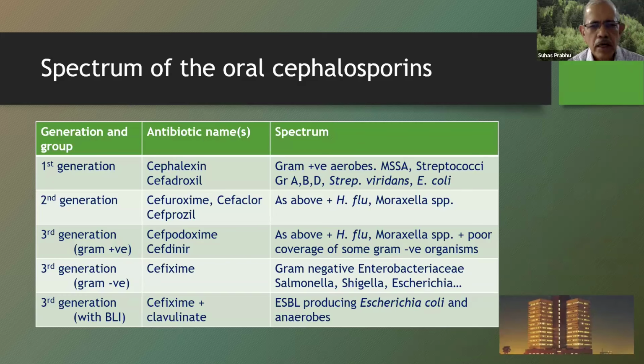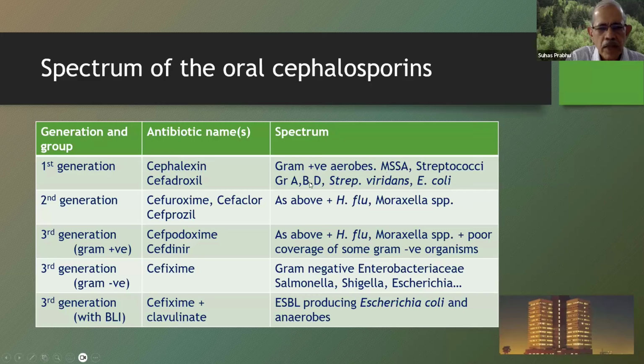First generations will cover gram-positive aerobes, that is your methicillin sensitive Staph aureus, streptococci of all kinds, Streptococcus group A, B, D, Strep viridans, and 1 gram negative organism alone. It otherwise covers only gram positive aerobes, and that is E. coli. E. coli is 1 gram negative organism that is covered by a first generation cephalosporin. No other gram-negative organism is covered. And therefore, using cephalexin or cefadroxil for a fever like typhoid or a dysentery where you have gram-negative organisms other than E. coli is absolutely useless.